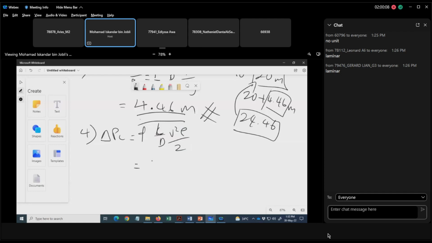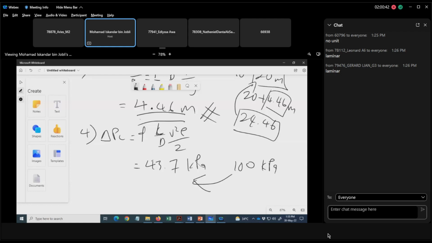I think for this, the answer from the book is 43.7 kilopascal. This is the pressure drop. This is what causes the water not to reach the house. Let's just say you want to pump the water at 100 kilopascal, you have to add another 43 in order to get to your house.